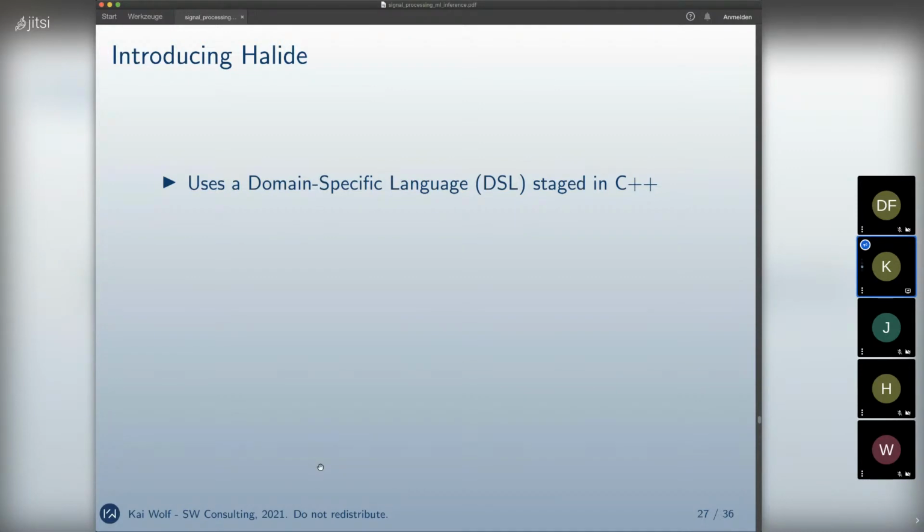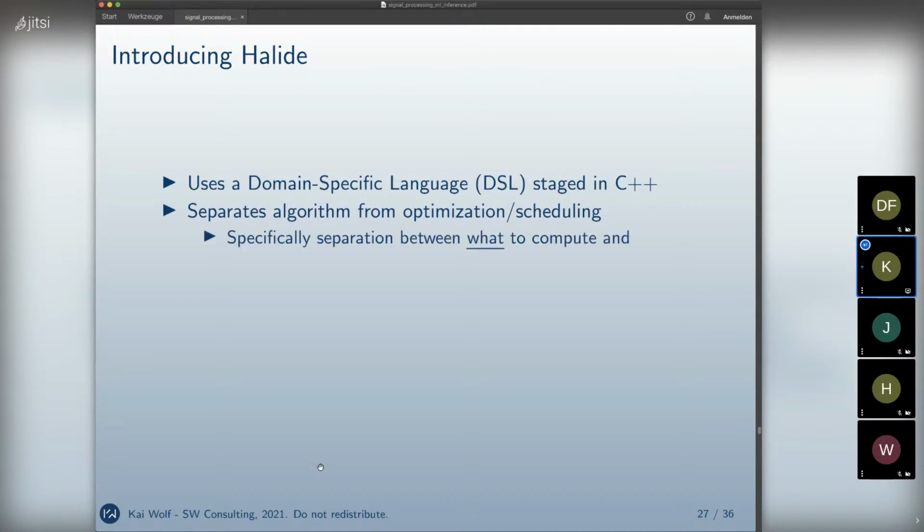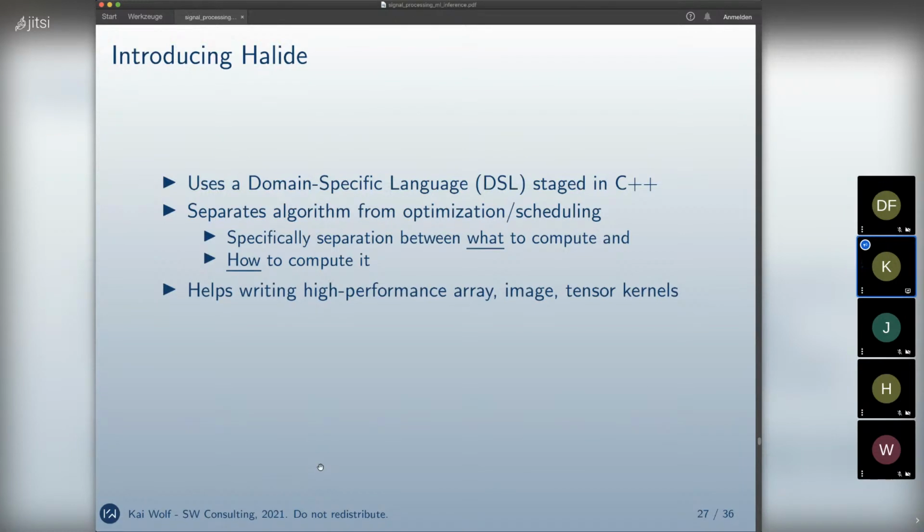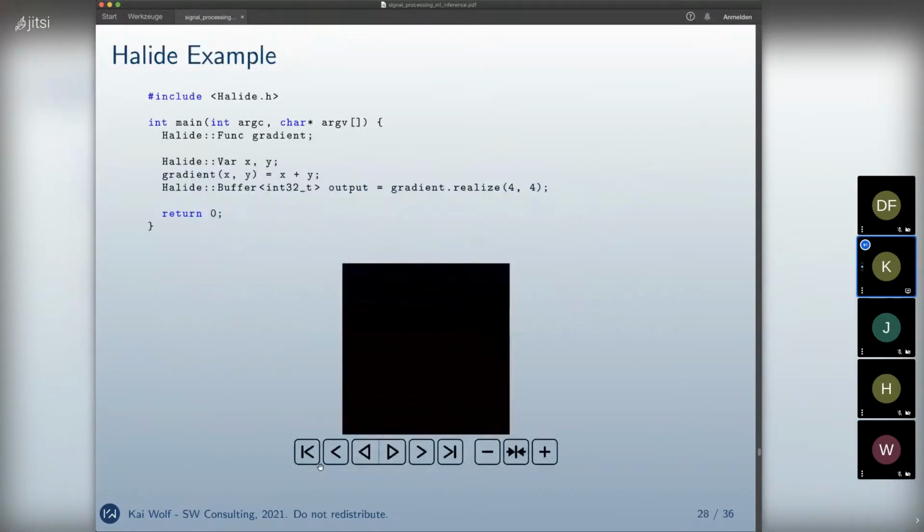But basically, what Halide is, it's a DSL, a domain-specific language in C++, where, similar to RenderScript, you formulate your problem or the function you're trying to optimize, and then it gets scheduled. And the key feature of Halide, the thing which makes it most interesting, is that Halide separates the formulation of the algorithm itself from its scheduling. So specifically, there's a separation between what to compute and how to compute it, which makes reasoning about its efficiency very interesting. So it helps to write high-performance array, image processing stuff or tensor kernels. And as I said before, it also targets the problem of heterogeneous computing hardware.